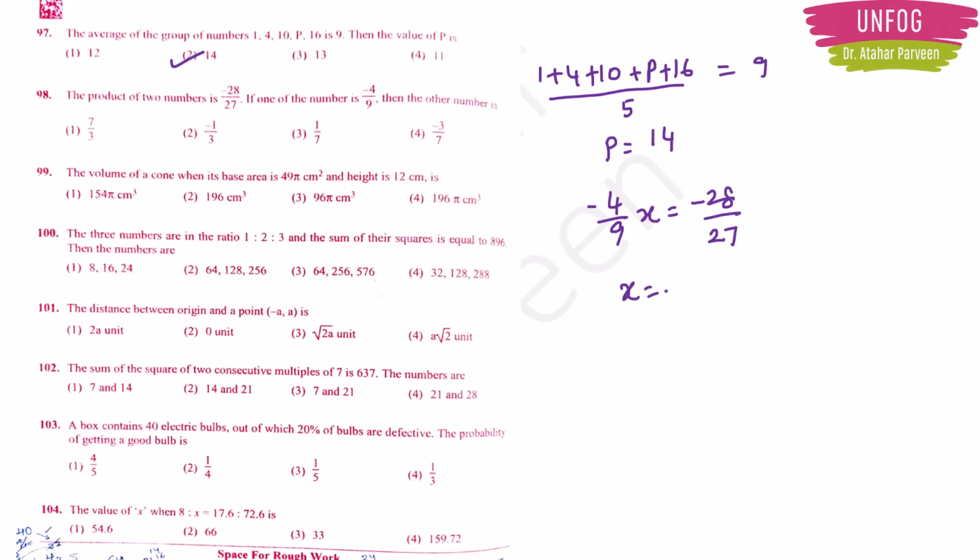With this we can get x is equal to 28 by 27 into 9 by 4, right? So this is going to give us 7 by 3. Option 1 will be the correct answer here.